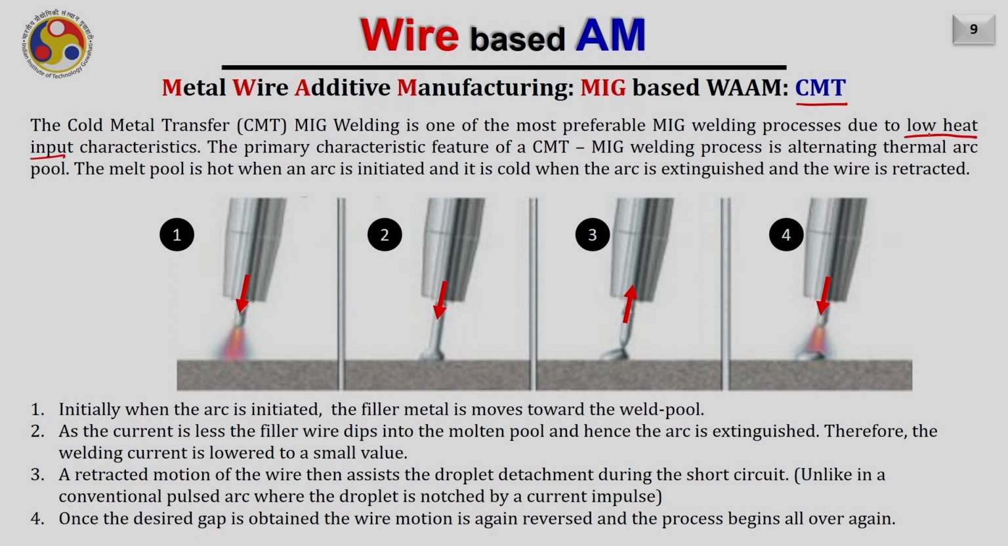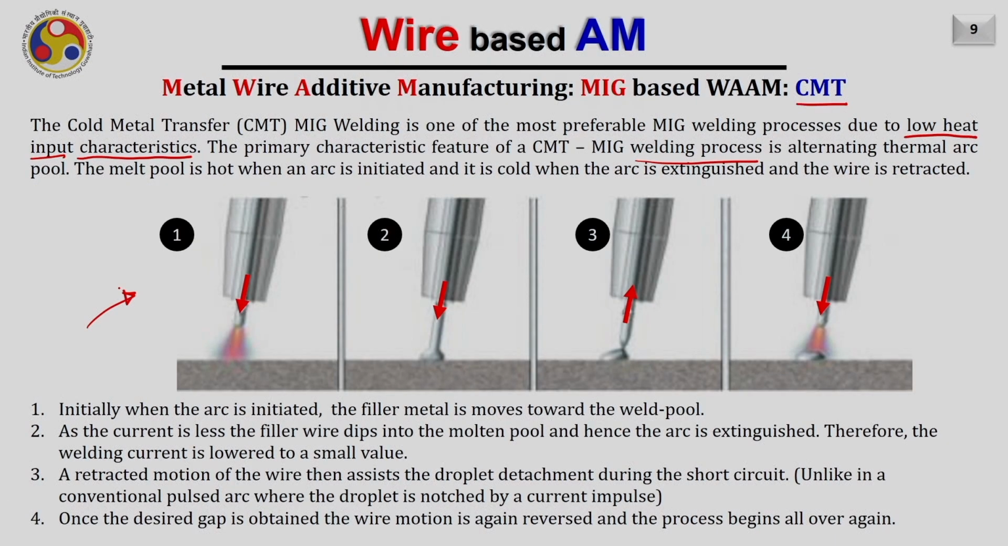It is mainly due to the low heat input characteristics of this process. The primary principle of CMT is very similar to the pulse mode of metal transfer, but the only difference is when the wire comes and short circuits with the substrate, instead of increasing the current like we do in pulse transfer, the wire itself is moved back. So the detachment of the drop is not done by increasing the current as in pulse transfer; here the droplet is detached by pulling the wire back.